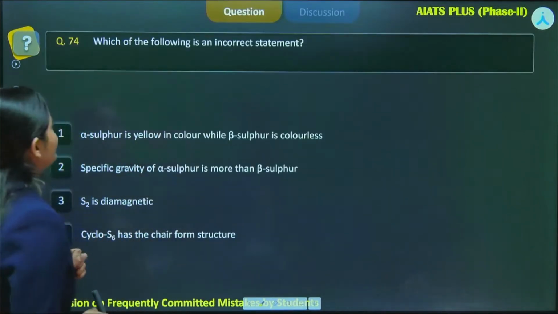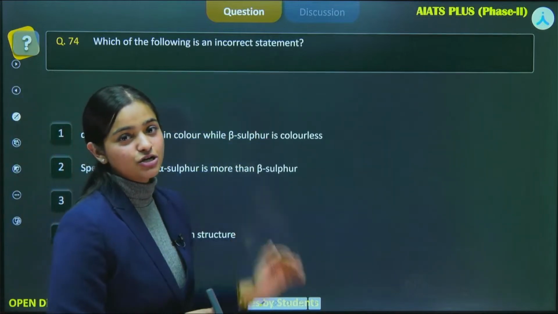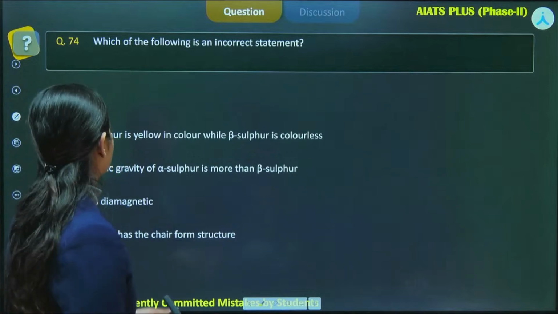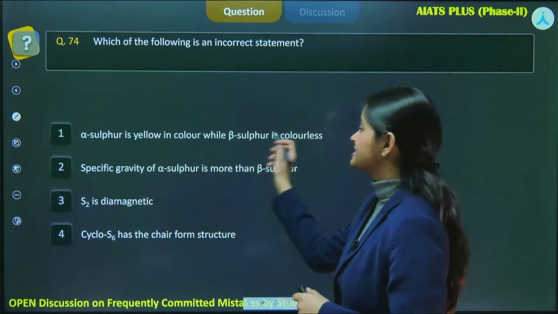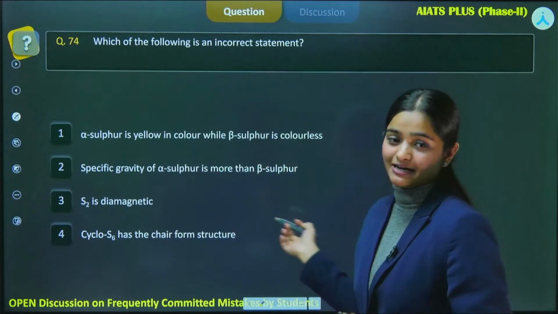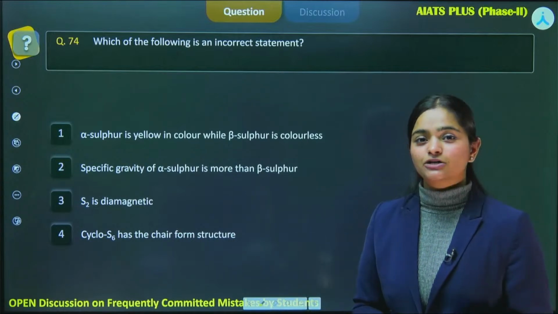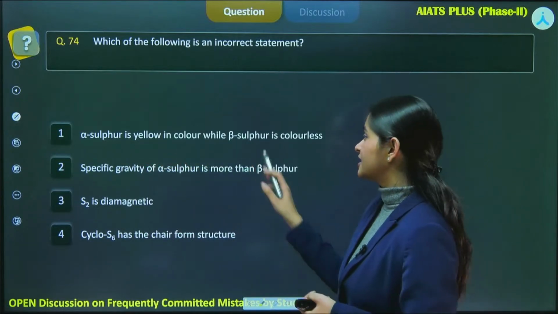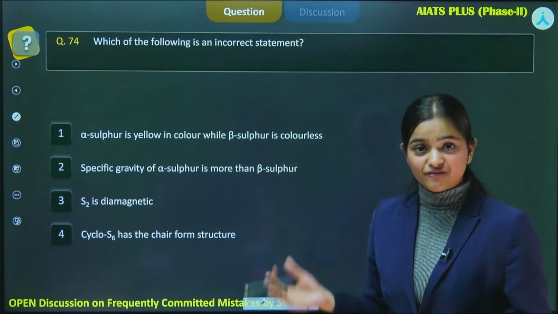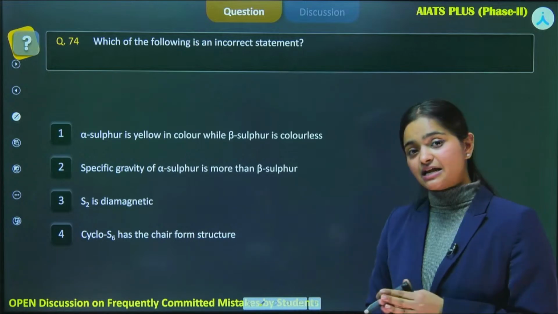Now question number 74. Which of the following is an incorrect statement? We have to find the incorrect statement. The statements are: alpha sulfur is yellow in color while beta sulfur is colorless. We were just now talking about the allotropes of sulfur. This is a very true statement, that alpha sulfur is yellow and beta sulfur is colorless.